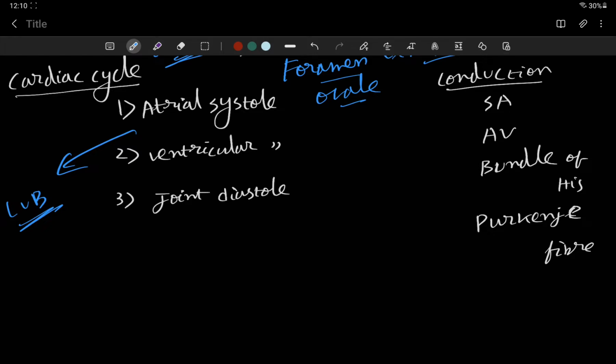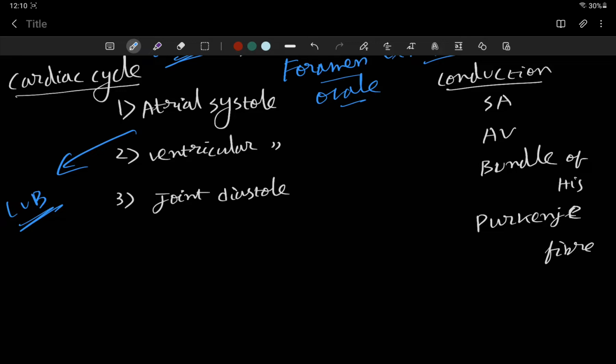After that, the blood that just entered into the ventricles will go to the whole body and to the lungs. Now the ventricular systole will be done. What is happening in the ventricular systole? The blood from the two ventricles will be released from the heart. The blood that is present in the left ventricle will go to the whole body, and in the right ventricle it will go to the lung.